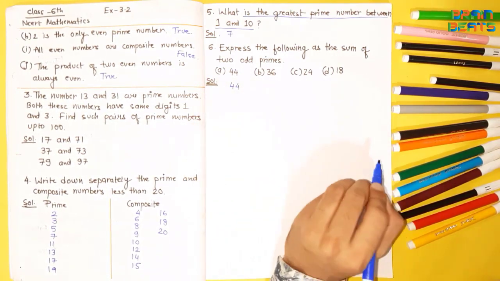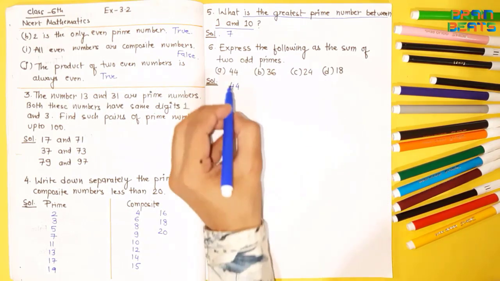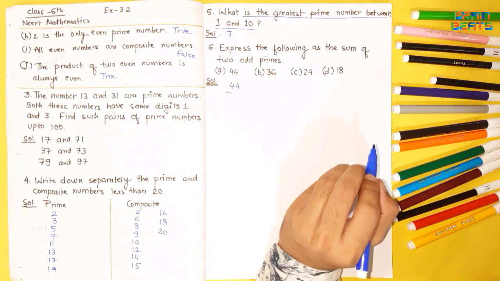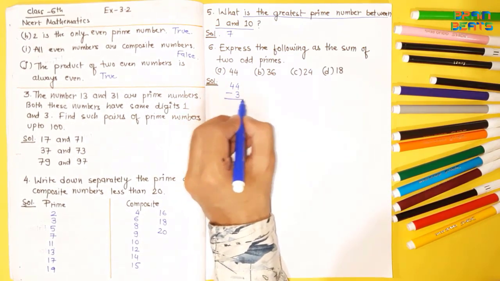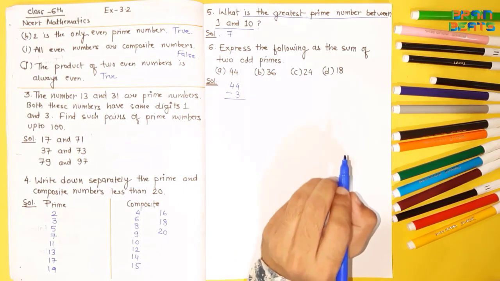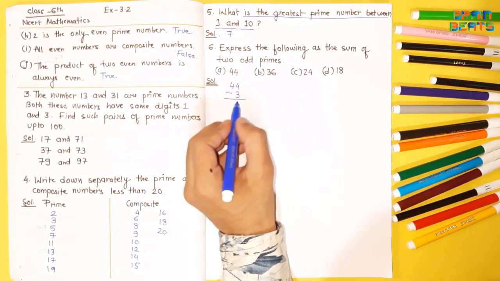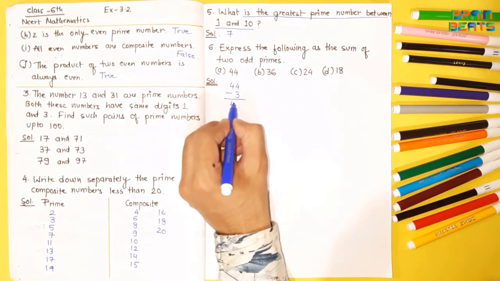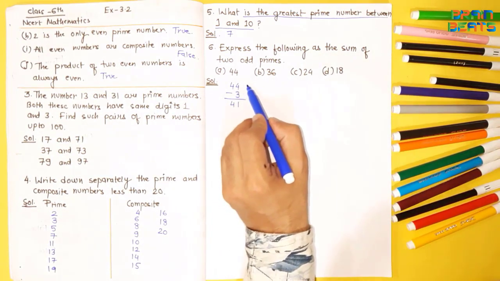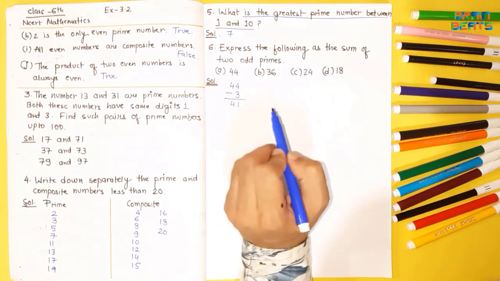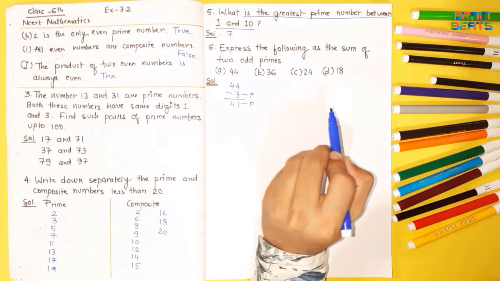First of all we have to write 44 and we have to remove one odd prime from it, that is, subtract an odd prime number from it. Odd primes begin with 3 because 2 is an even prime number, the only even prime number. So we start by subtracting 3, and the answer is 41. So we break 44 into 3 and 41. 3 is a prime number, and 41 is also a prime number.